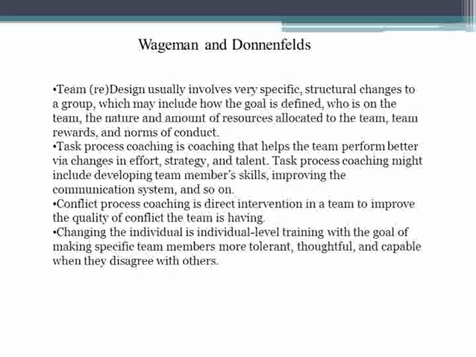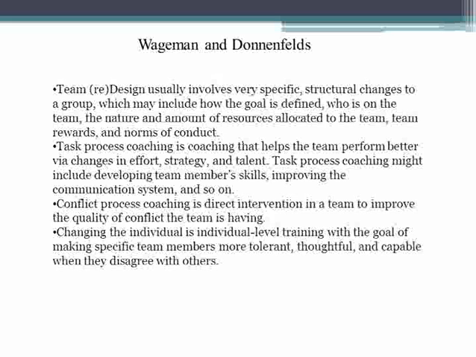Wageman and Donenfeld's conflict intervention model describes 4 kinds of interventions that team leaders and managers can use to improve the quality of conflict resolution processes. They are team design, which usually involves very specific structural changes to the group, which may include how the goal is defined, who is on the team, the nature and amount of resources allocated to the team, rewards, and norms of conduct. Task process coaching is coaching that helps the team perform better via changes in effort, strategy, and talent.